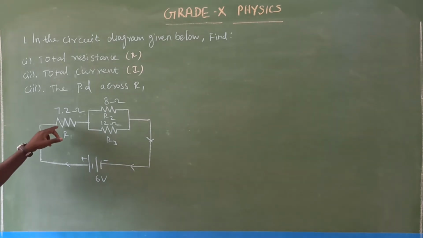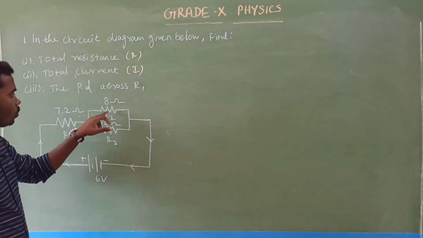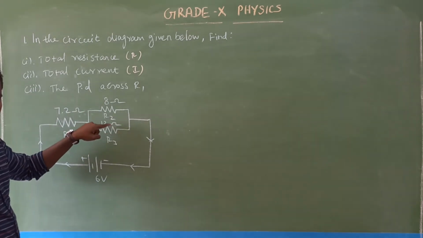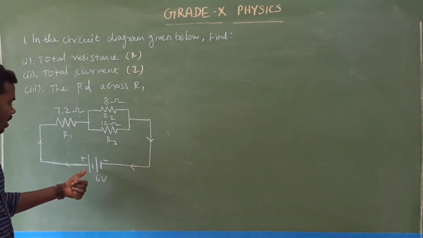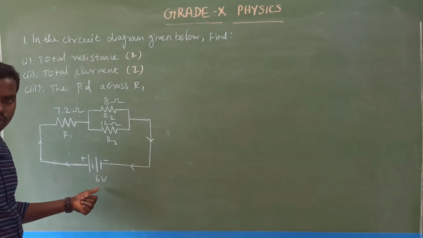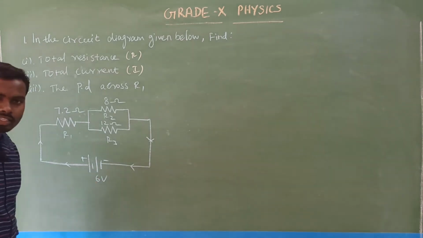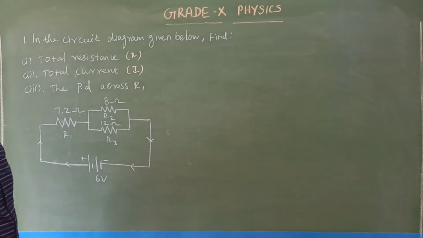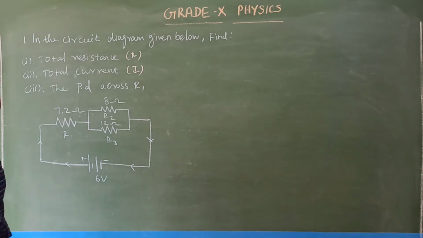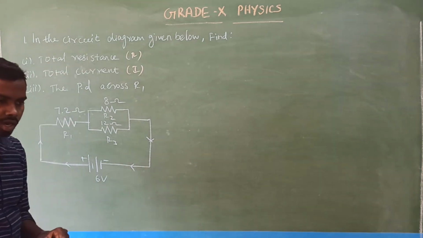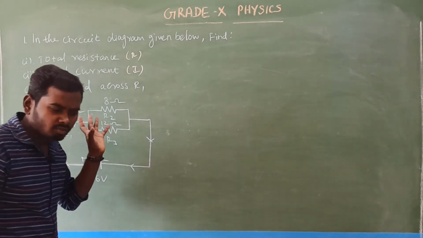Yes. So the R1 value is 7.2 ohm, the R2 resistor value is 8 ohm, the R3 resistor value is 12 ohm. So these resistors are all connected across the two terminals of the battery. That battery potential difference value is 6 volt. How much? 6 volt. Is it clear? So this is the circuit diagram. First we need to calculate what value? Total resistance value. So in order to start, actually what is this circuit?